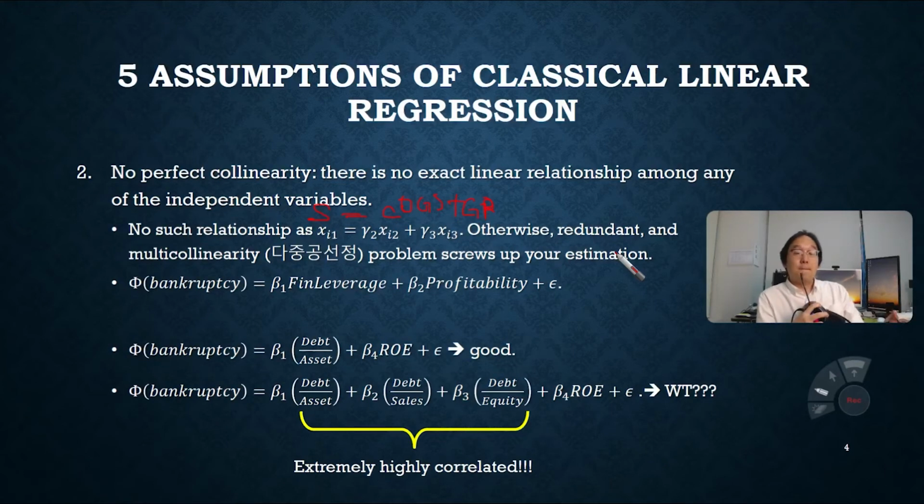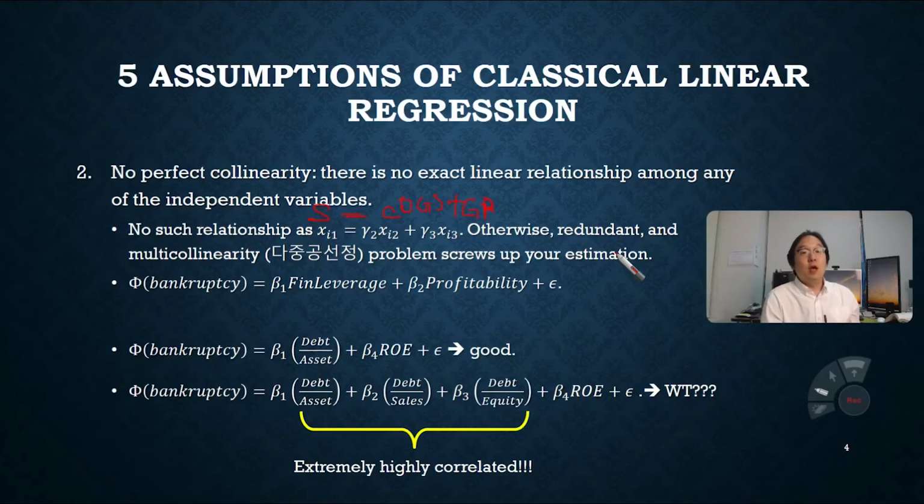But we don't want the three variables, sales, cost of goods sold, and gross profit, thrown into one regression as right-hand side variables. Otherwise there will be a multicollinearity problem, and a problem of redundancy, and it screws up your estimation. This is a non-trivial issue. Here is one example.